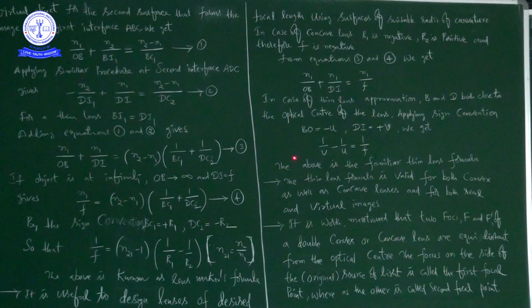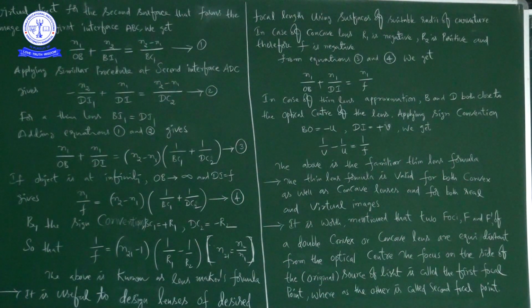The thin lens formula is valid for both convex as well as concave lenses. While deriving, whatever lens you used, either convex or concave, it is generally applicable. It is valid for both convex and concave lenses, and for both real and virtual images. I already mentioned in our previous classes, a real image is formed because of actual meeting of refracted rays or reflected rays.